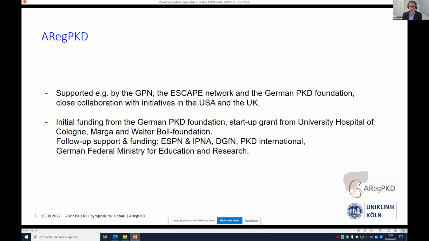So therefore, we set up this ARPKD registry study that was supported by various scientific societies. And also there's very close collaboration with, for example, Lisa Gay-Woodford in the US, but also initiatives in other countries. And funding is purely from public sources.